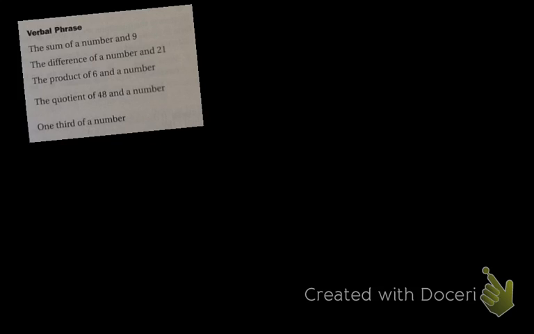Now, sometimes with variable expressions, we use words to describe them. So I put a little picture in here. The sum of a number and 9. We're going to use the variable n to stand for number, but it could be any letter. It could be A, B, C, D. So the sum of a number and 9 obviously means addition: n plus 9.